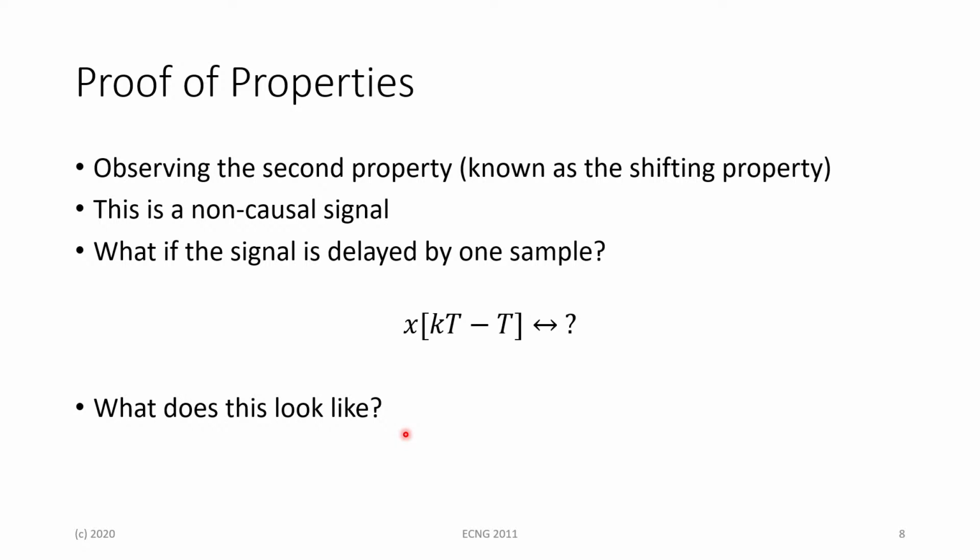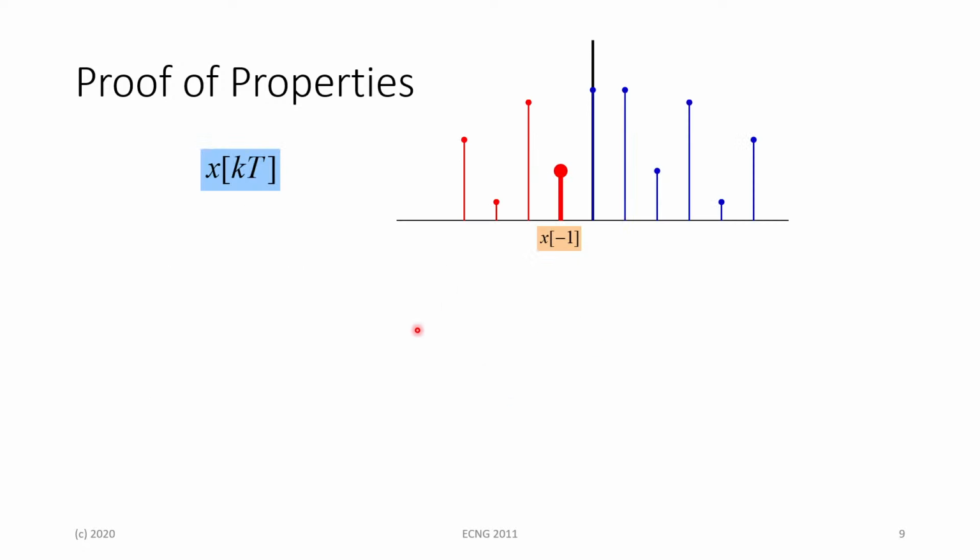We're going to observe what happens when we delay this x of kt signal by one sample, being minus t, as well as two samples, being minus 2t. So we want to watch first how we delay the signal by one sample, and what the relevant Z-transform for this signal is going to look like. So we have our x of kt signal here, and just for illustration purposes, we have the x of minus 1, which we can go ahead and watch in particular for observation.